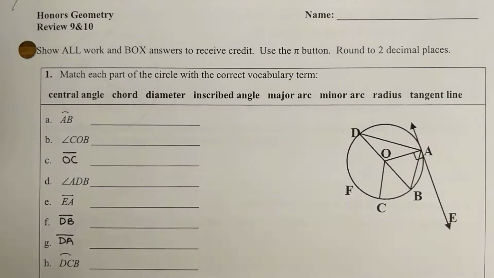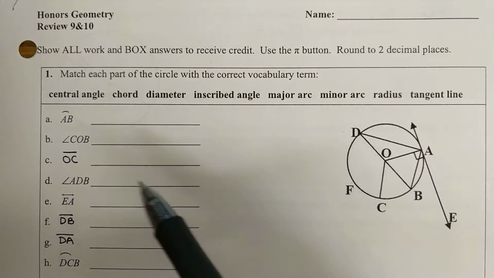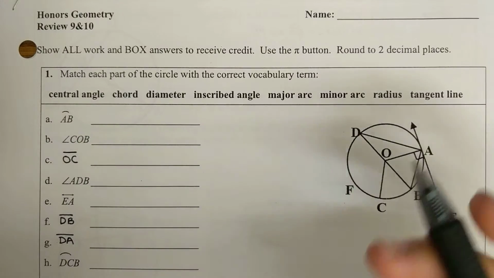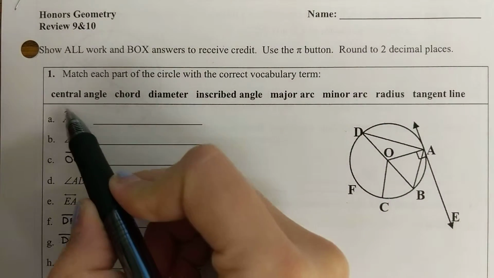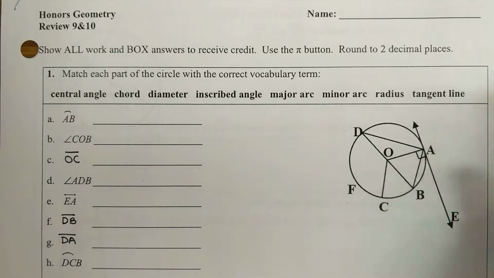All right, we're going to go through this pretty quickly. If you miss something, you can go back and slow down. Arc AB. So we look over here. AB.